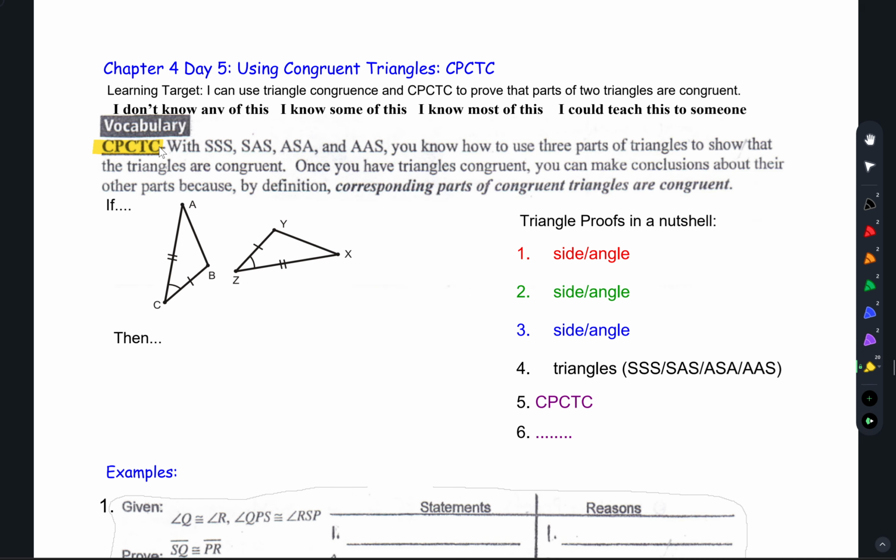So we have been proving triangles are congruent with 3 pieces: SSS, SAS, ASA, AAS, right? One of those reasons, each having 3 parts. Well, there's 3 other parts in any triangle that could be congruent. So that's what CPCTC says. It says those other 3 parts that we haven't talked about yet, those are also congruent by this property. It literally says corresponding parts of congruent triangles are congruent.